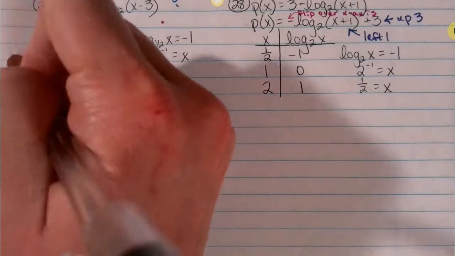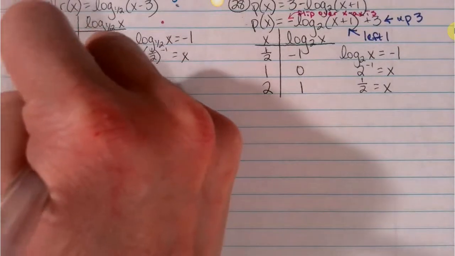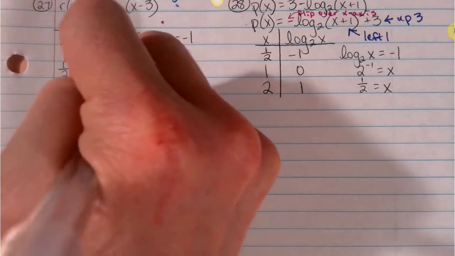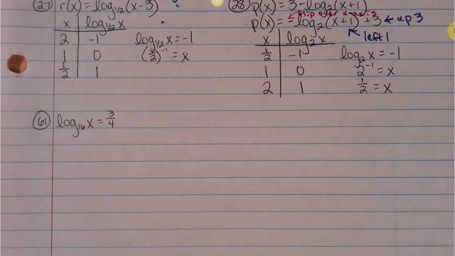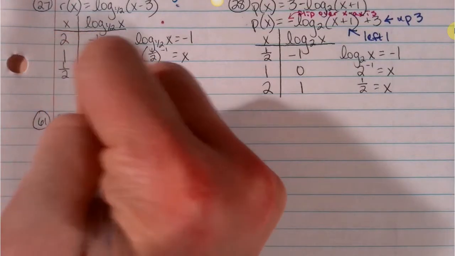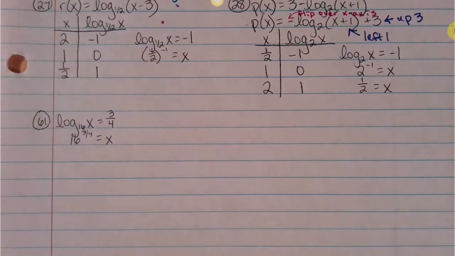Number 61, we're given the log equation, the log base 16 of x is equal to 3/4. So to solve this, we're going to start by rewriting it from a log equation into an exponential equation. So what that would look like is 16 to the 3/4 is equal to x, which means in order to solve for x, it's just a matter of evaluating 16 to the 3/4.